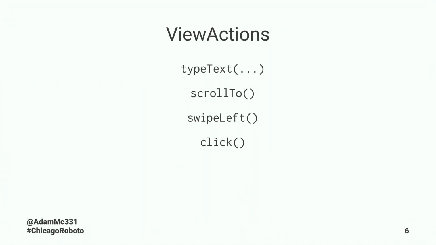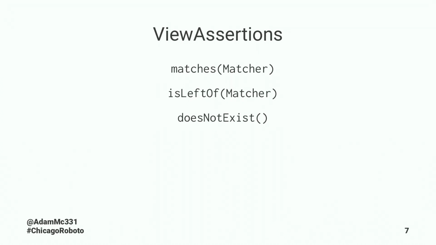But the testing portion of all of this are the ViewAssertions. So after you've found a view and you've performed some actions on it, you now want to check some assertions. Maybe you want to make sure a view matches a set of conditions, or that it doesn't exist. Typically what you might do is you want to find a view and check that it matches a given text, and that's the example we use later. Or make sure a view has disappeared, things like that.